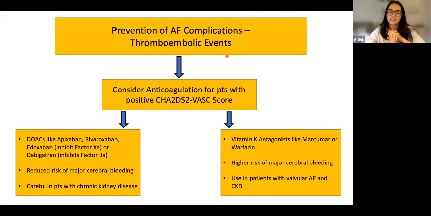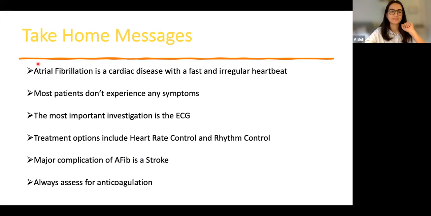So this actually is everything I have to tell you about atrial fibrillation. I know it's a very big subject. So I have the key takeaways for today on one last slide again, so that you can remember what we just talked about. So atrial fibrillation is a cardiac disease with a fast and irregular heartbeat. So it's a tachyarrhythmia. Most patients don't experience any symptoms at all. It's very difficult to catch any symptoms.